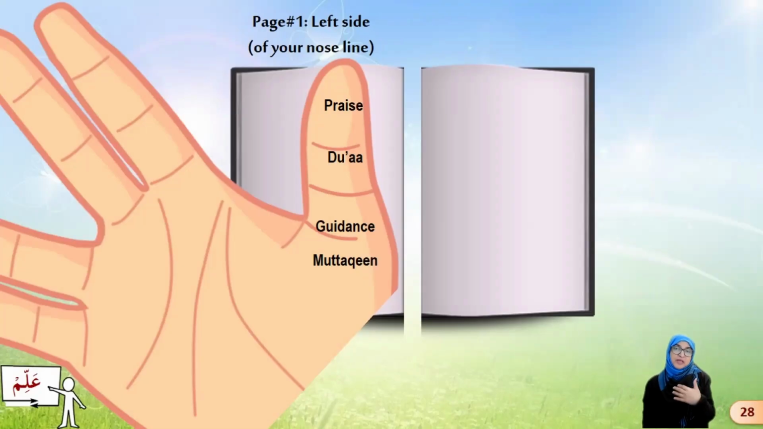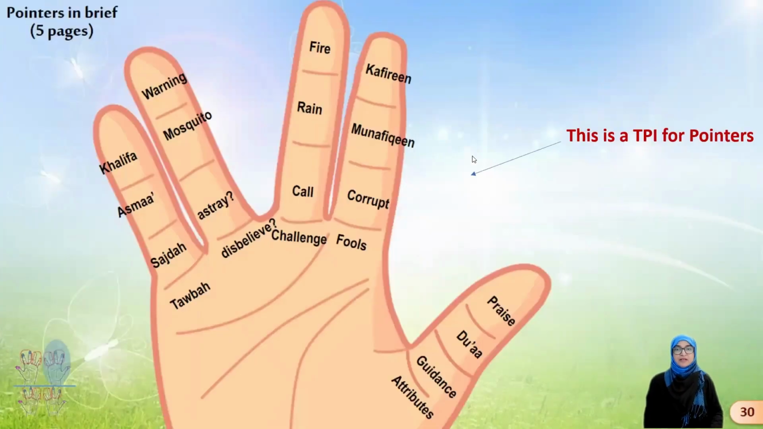So this is the idea, to make Quran easy. This is how at the end it's going to look. This is the TPI for pointers. This is the total physical interaction for grammar, how we do our interaction with our hands.